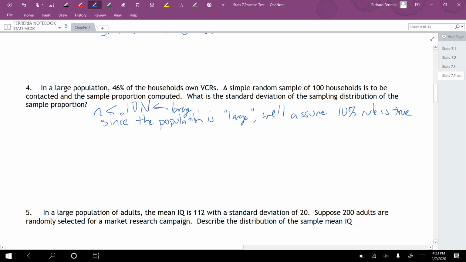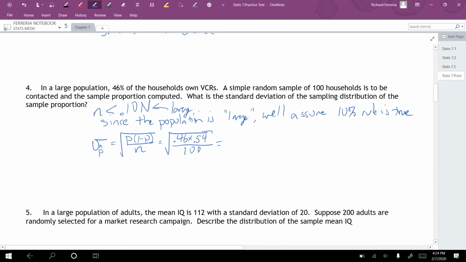Okay, so now that we got that out of the way, we're going to go ahead and compute this. We did the formula in class, how that formula came to be. So the formula is sigma p hat equals the square root of p multiplied by 1 minus p, the whole thing divided by n. We'll put our numbers in here. P is 0.46. The complement of that is 0.54. Divide that by the sample size of 100. And then we'll get our answer.